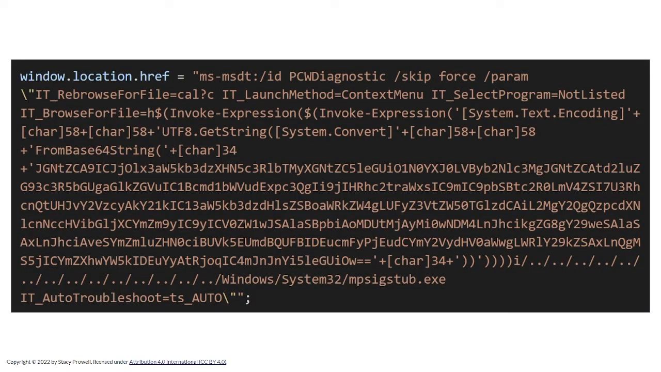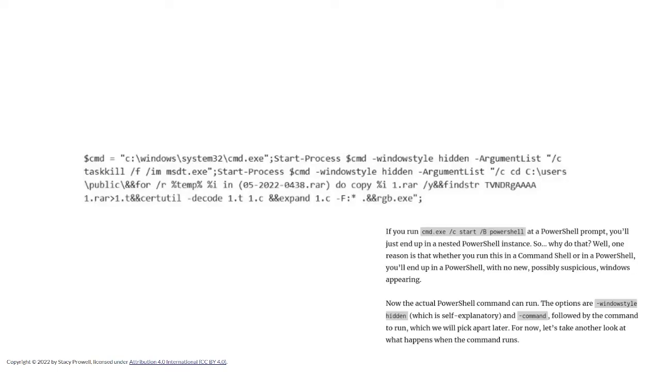But what happens is this line gets run. And what does this do? This doesn't look like anything to me. It's just a bunch of gibberish there. What's going on here? Well, if we dig into this, we'll find out that it's encoded.